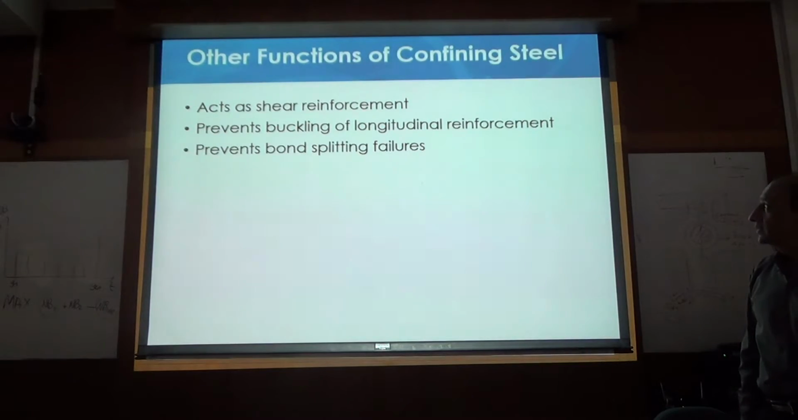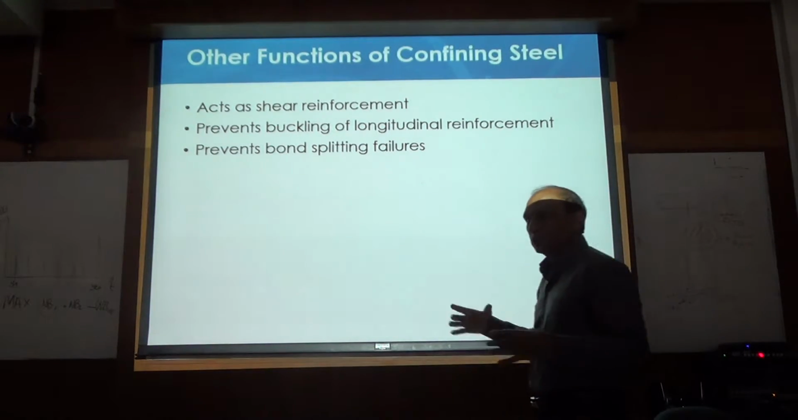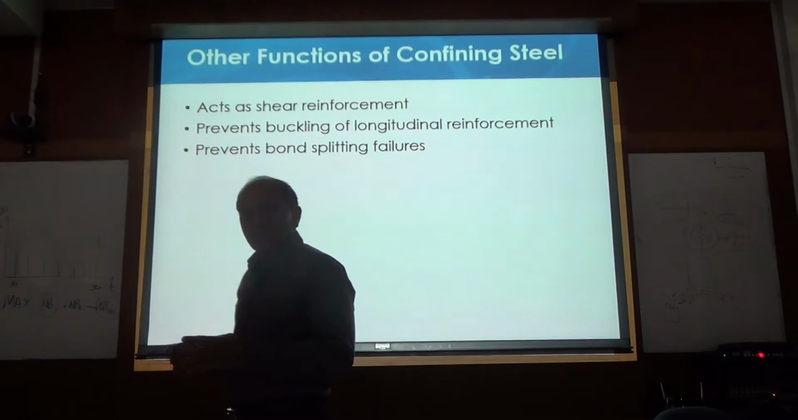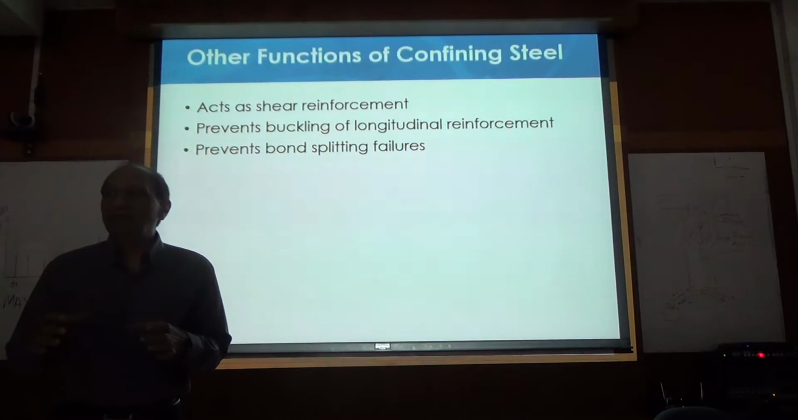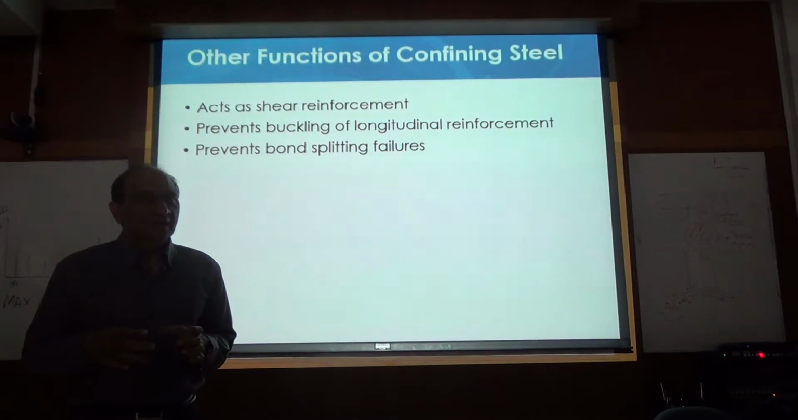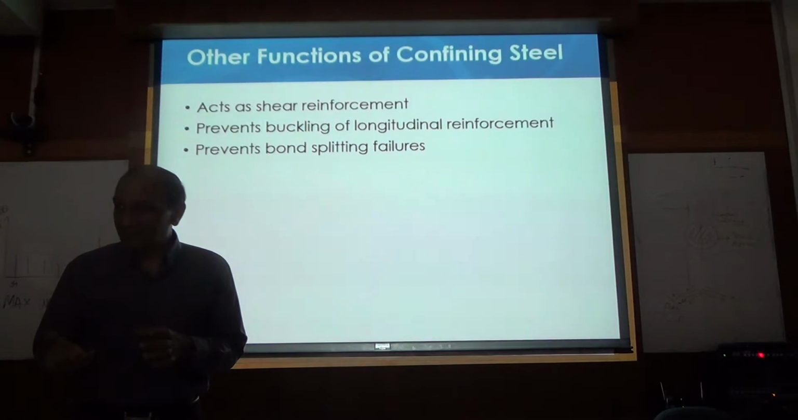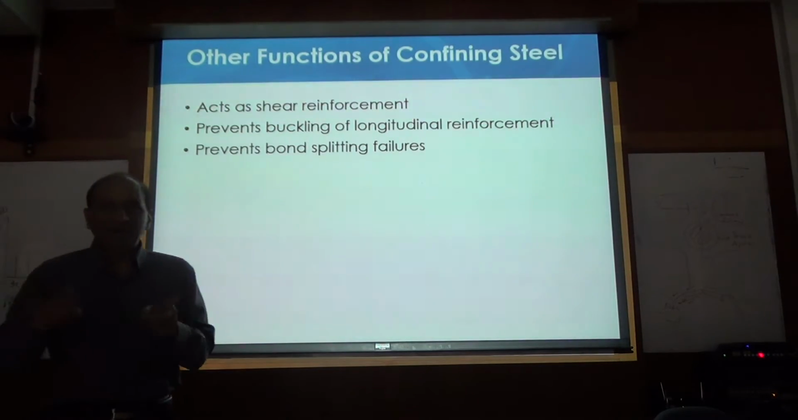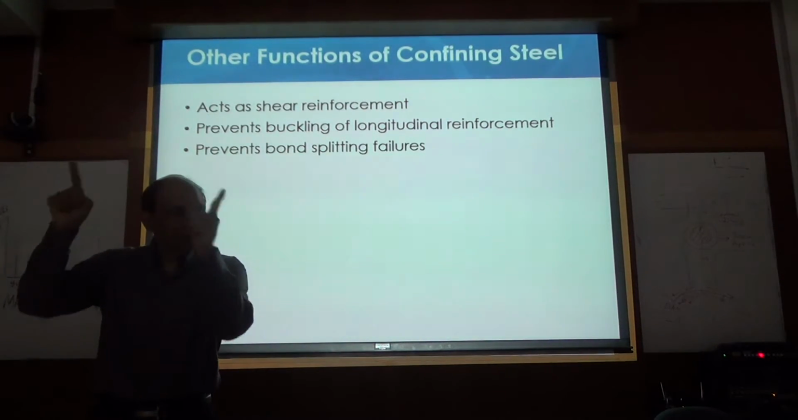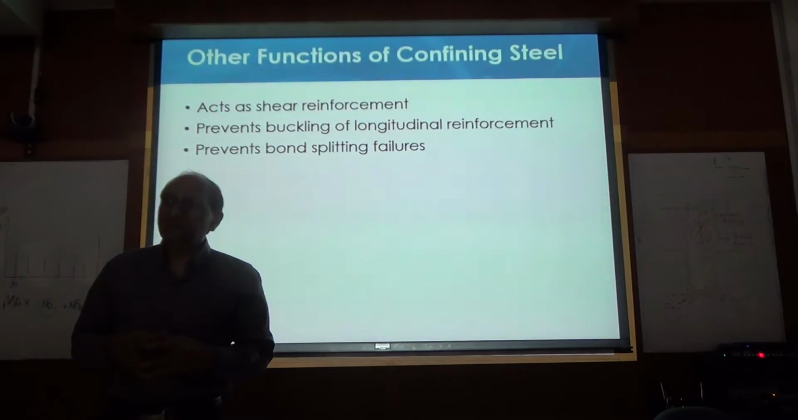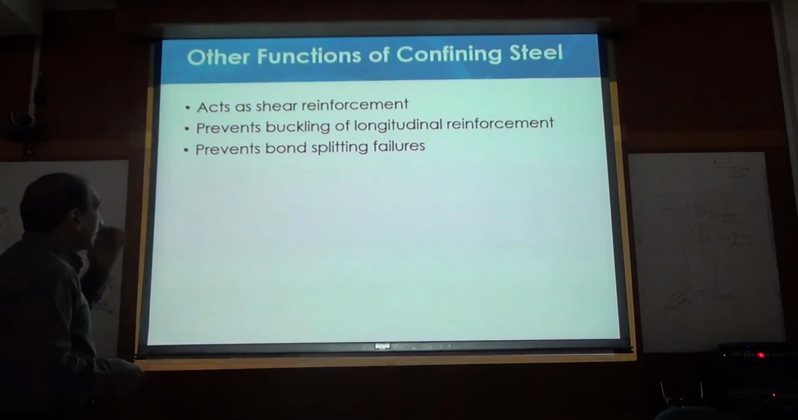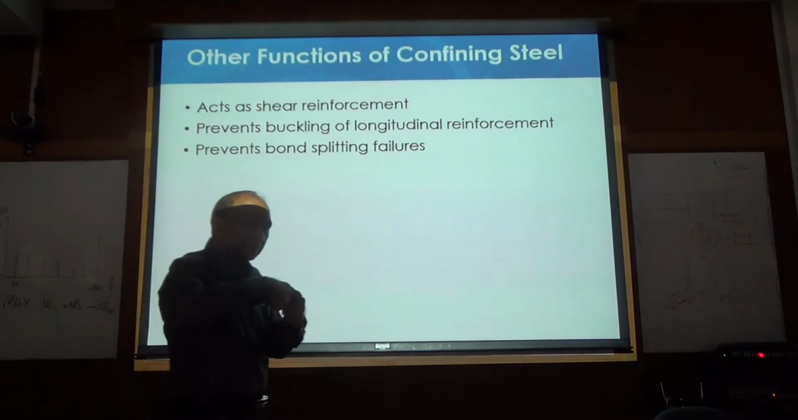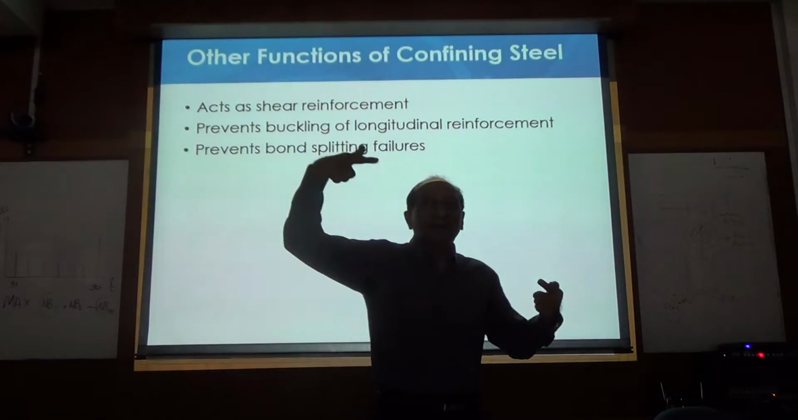Other factors, the advantage of using confinement, an indirect advantage, is that the reinforcement also becomes useful for shear and increases the shear capacity automatically. So the same reinforcement that you use for confinement also increases the shear capacity. It prevents buckling of bars, longitudinal buckling of bars, because the spacing is small. So it also improves the overall integrity of the section. It prevents bond splitting failures, because at the bond splitting, it does not allow the bars to separate.